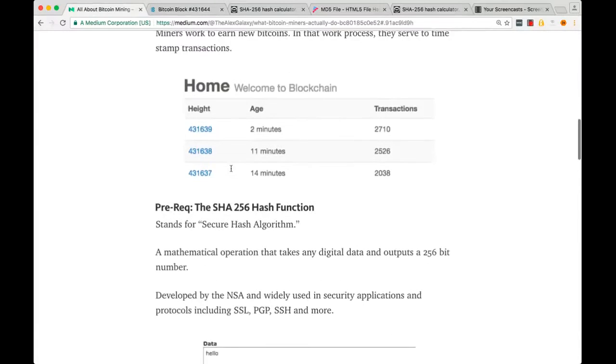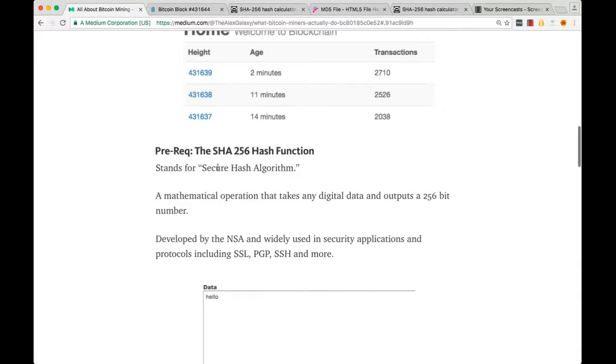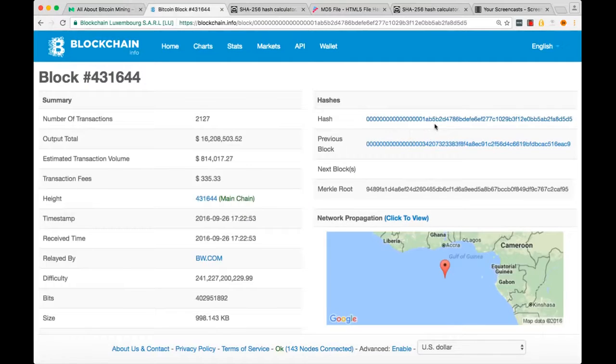So, okay, a little background, the SHA-256 hash algorithm. SHA stands for Secure Hash Algorithm, and it's just a mathematical operation, a long one, that takes any digital data and outputs a 256-bit number. So that's 256 zeros and ones, or in hexadecimal, maybe 50 or so digits going from 0 to 9, and then from A to F.